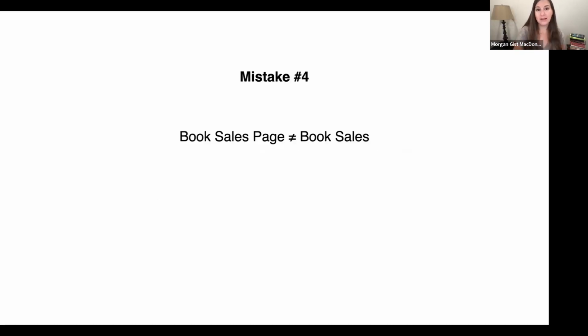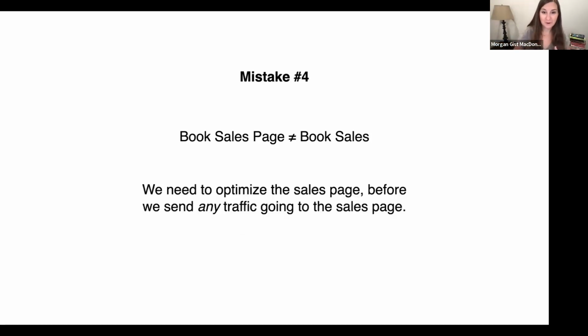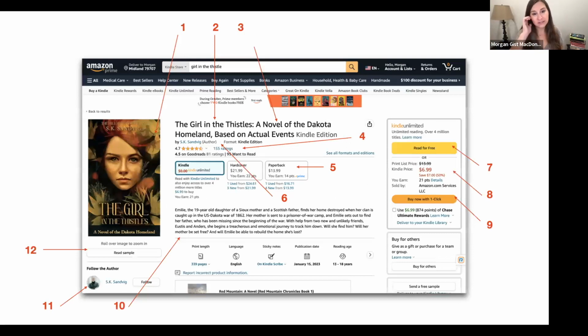Mistake number 4 is a book sales page does not always equal book sales. So throwing the book up on Amazon KDP is not the same thing as selling a book. We need to optimize the sales page before we send any traffic to that sales page. So this is when I'm talking about a sales page. This is what I'm talking about.